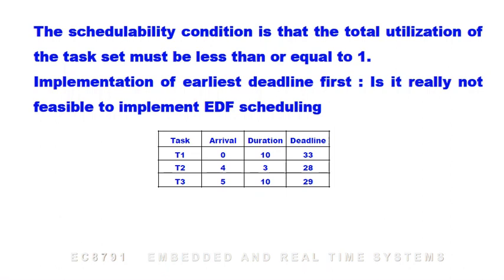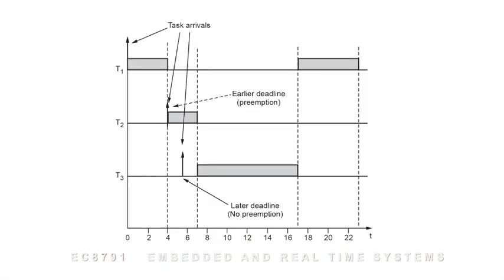Implementation of earliest deadline first. Is it really feasible to implement EDF scheduling? Each task has an arrival time, duration and a deadline time. On a task arrival with an earlier deadline, there is preemption. On a late arrival with a later deadline, no preemption.